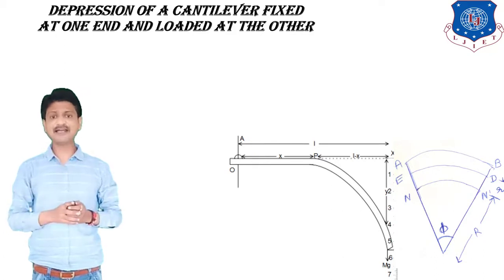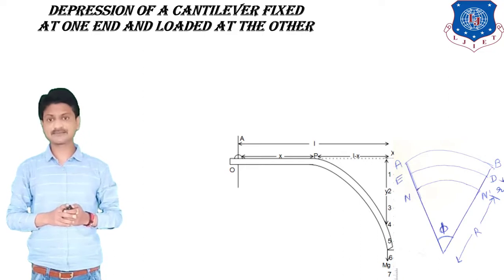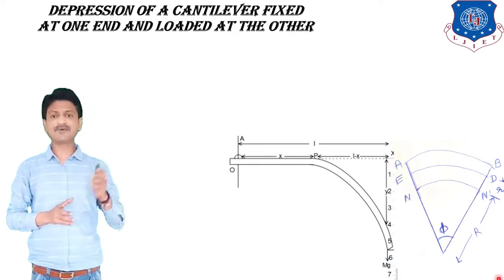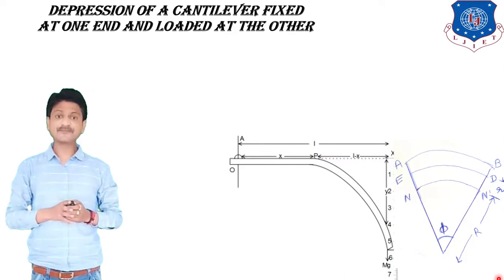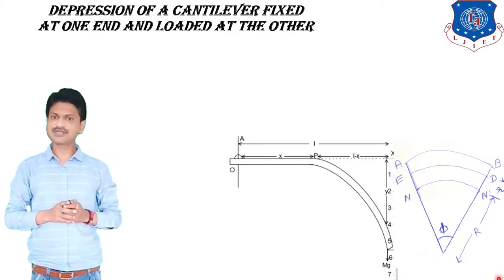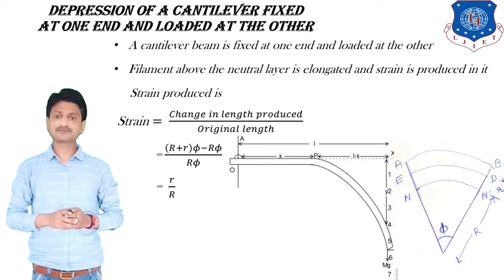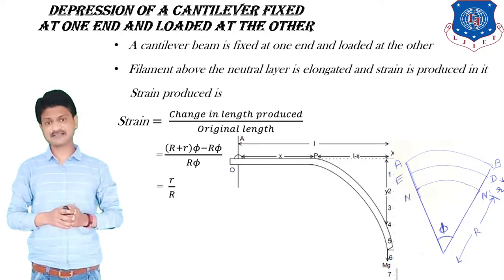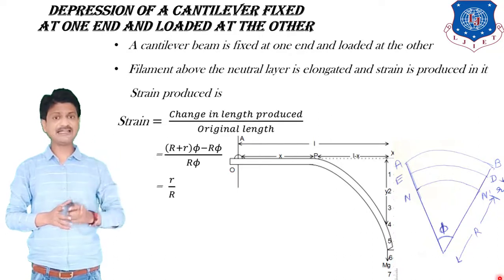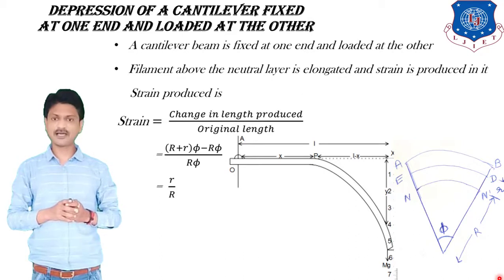The lengths of filaments AB and ED are the same under unstrained conditions. So before applying any type of strain, the length of both filaments AB and ED is the same, and that is R into phi. So here NN dash equals ED equals R phi. Now, under the strained conditions, the length of filament ED will change and it becomes (R + r) phi.